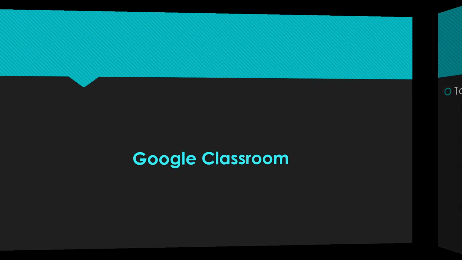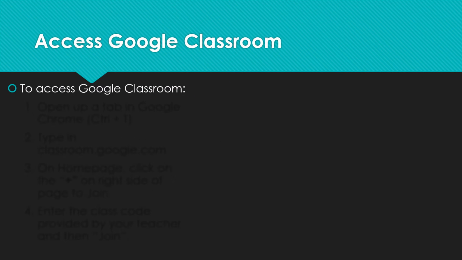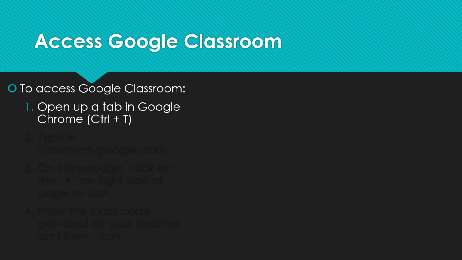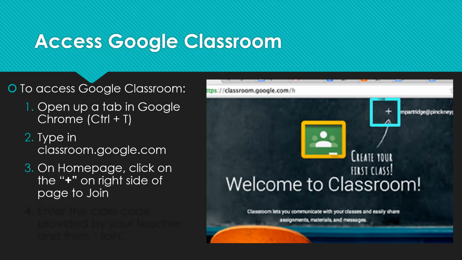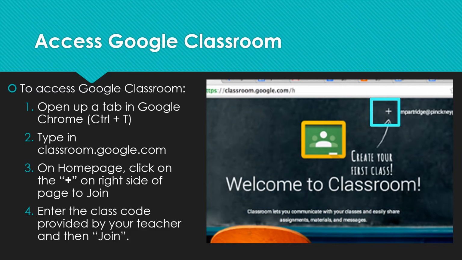Google Classroom. To access Google Classroom, open up a tab in Google Chrome, Ctrl+T. Type in classroom.google.com. When the home page opens up, click on the plus sign on the right side of the page to join a class. Enter the class code provided by your teacher and then join.